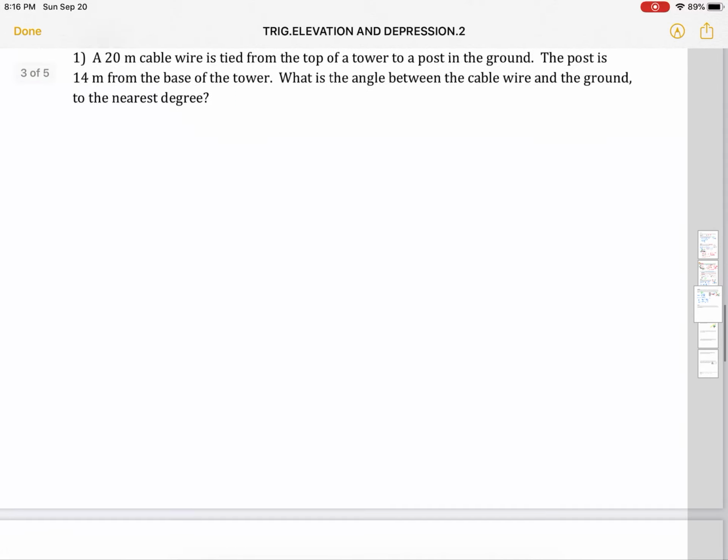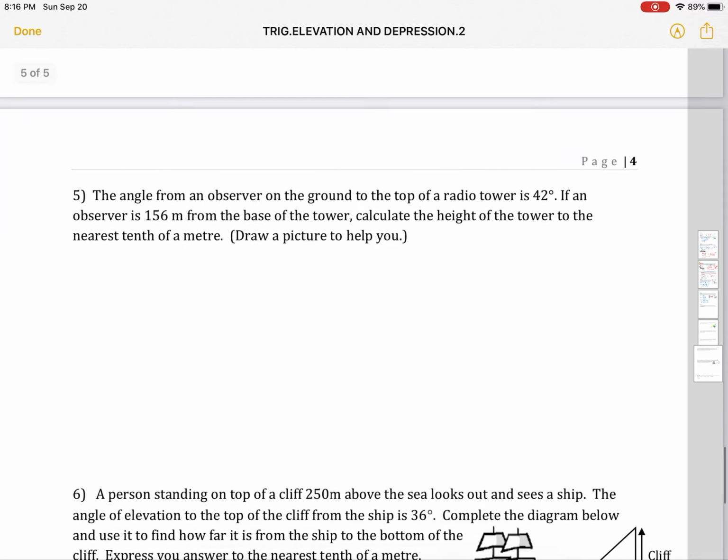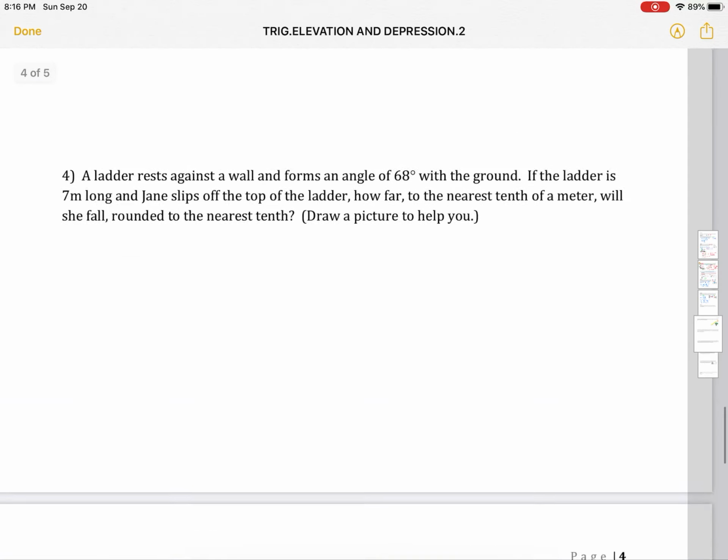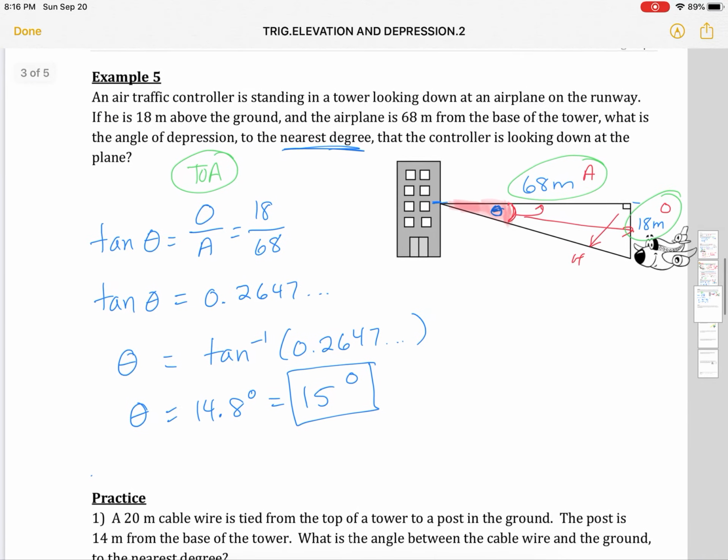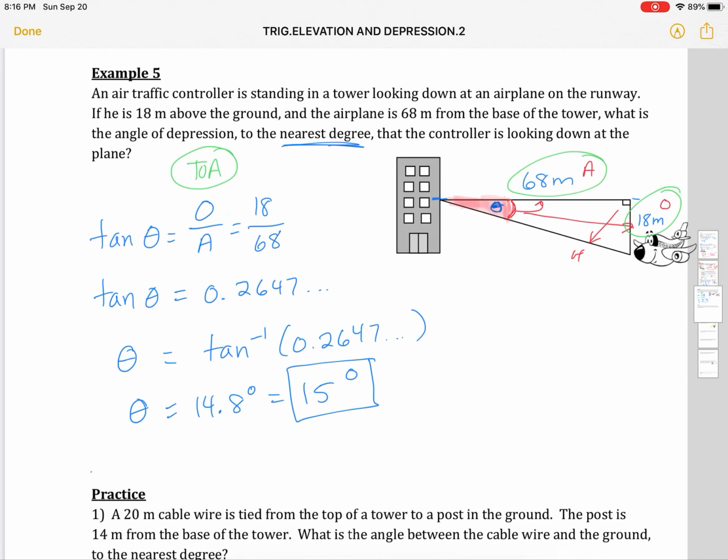Okay, so hopefully as you were doing your practice earlier, we clarified any issues that you might have had, and now you can work on the rest of this sheet. There are some practice questions here, 1, 2, 3, 4, 5, 6.